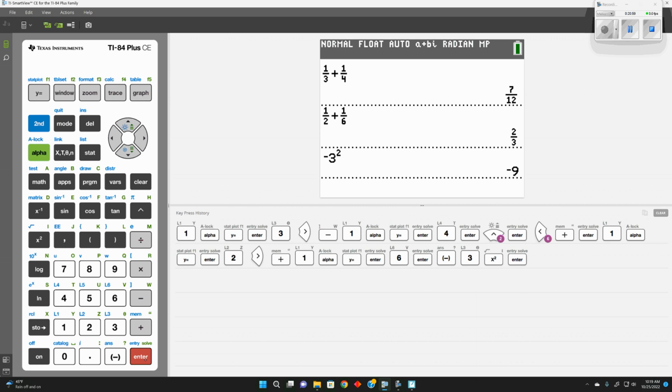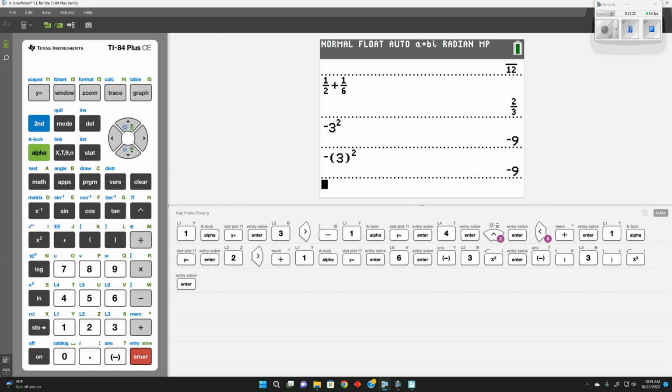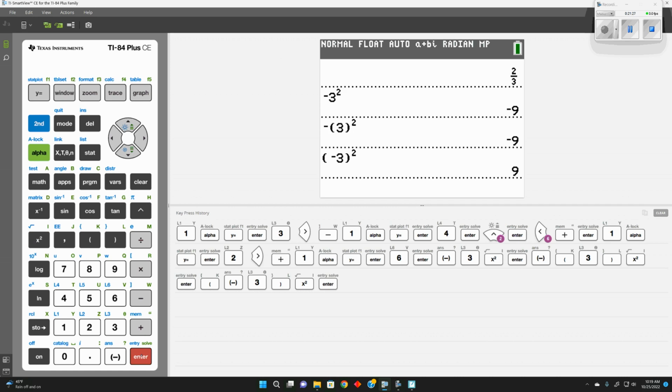The calculator's going to say it's negative 9, because what the calculator sees is negative 3 times 3. It doesn't see that as negative 3 squared. What it thinks you're wanting is to square the 3 and then attach the negative to it. We want this, which is indeed 9. Putting those parentheses around it does make a difference.